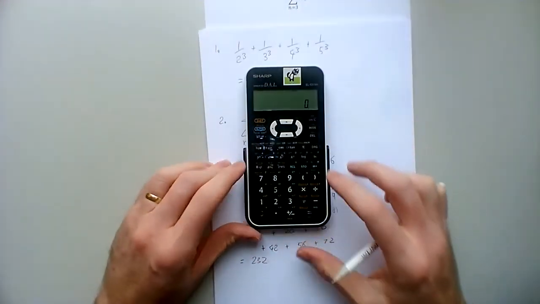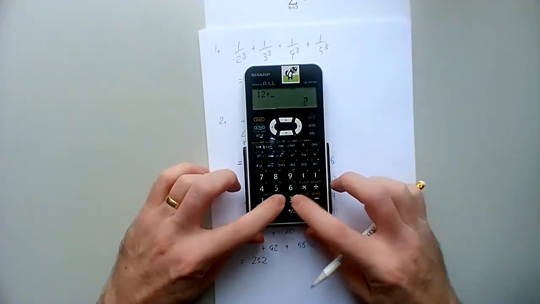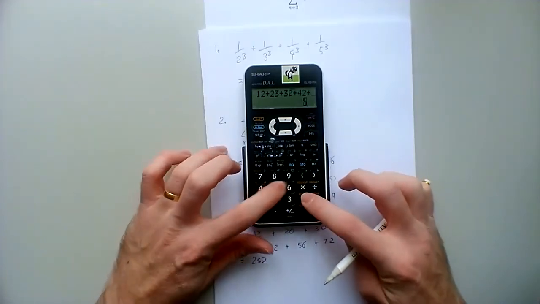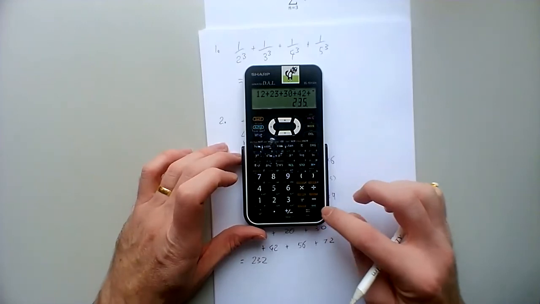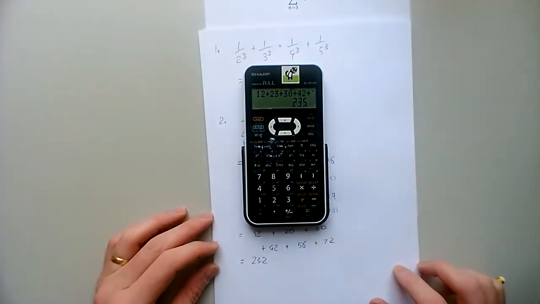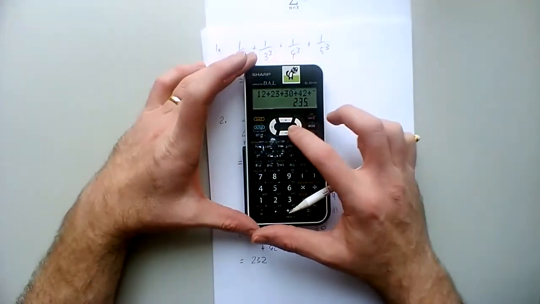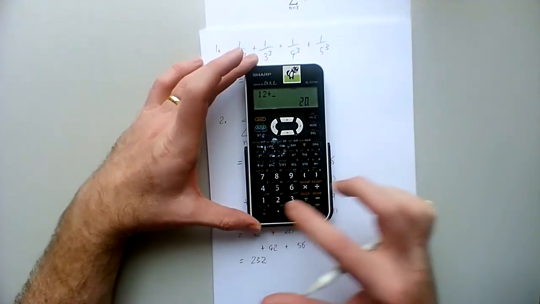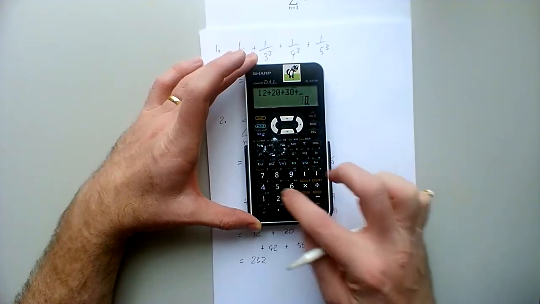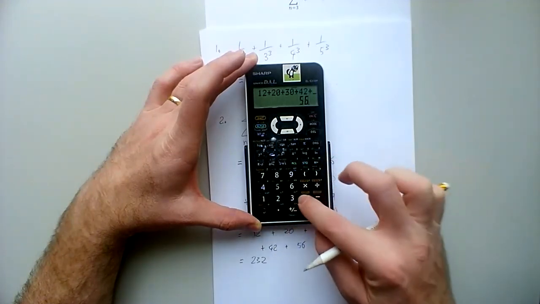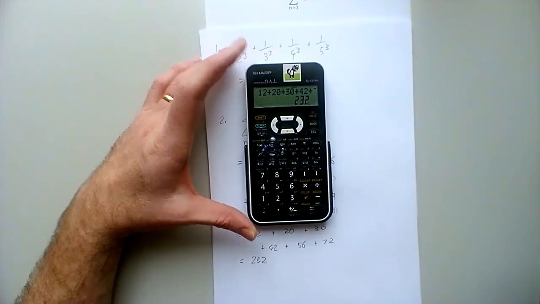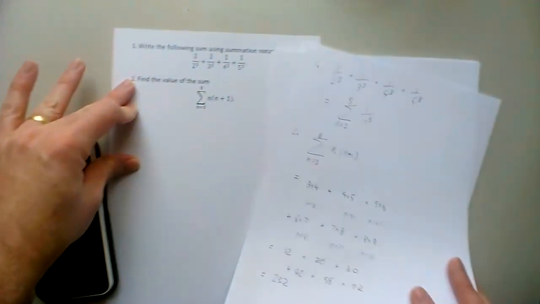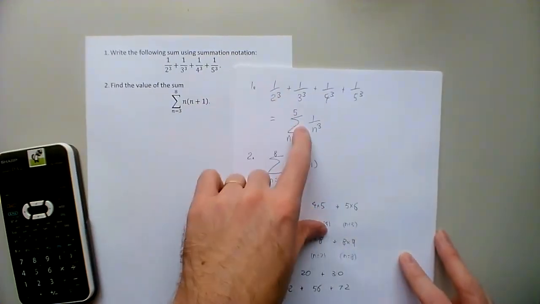So let's see, 12 plus 20 plus 30 plus 42 plus 56 plus 72, 235. Oh, I've written 23. 12 plus 20 is 30 plus 42 plus 56 plus 72, 232. Cool. So I've managed to do sums both backwards and forwards.